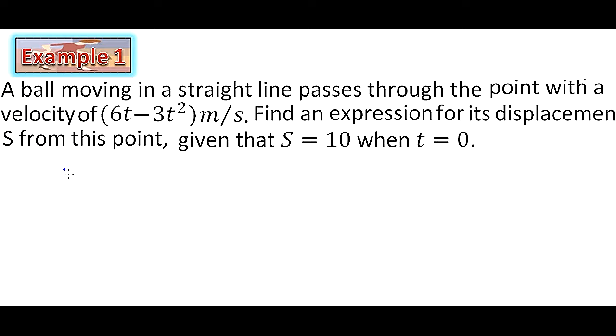Example 1. A ball moving in a straight line passes through a point with a velocity of (6t minus 3t squared) meters per second. Find an expression for its displacement s from this point, given that s is equal to 10 when t is equal to 0. Here we have been given the velocity, and we have said that velocity is the differentiation of s with respect to t. So ds over dt is equal to 6t minus 3t squared.